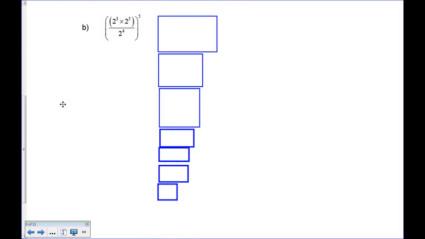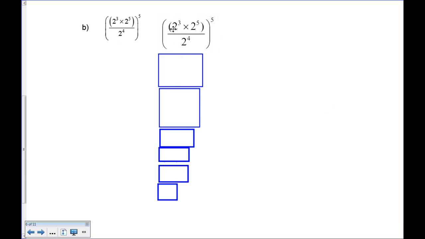Okay, let's take a look at question B. In question B, we have 2 to the 3 times 2 to the 5, all over 2 to the 4, and this whole division is being raised to the power of 5. So we have brackets here, so that means I have to deal with what's inside first. I'm going to deal with the top numerator first, and then I'll worry about dividing in a second.